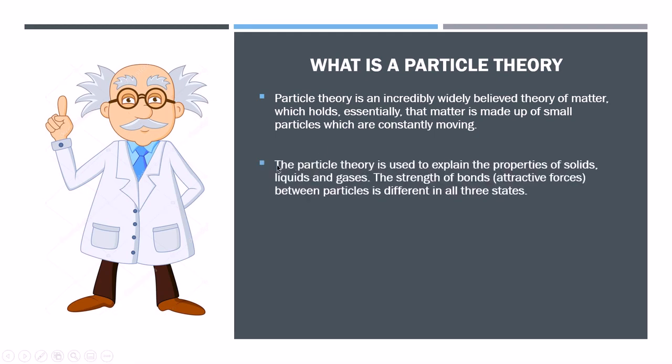Now let's learn about the next one. Next point, the particle theory is used to explain the properties of solid, liquid, and gas. The strength of bonds is also known as attractive forces. So we can also take it as the attractive forces between particles are different in all 3 states. So the forces between solid, liquid, and gas are different. How are they different? Why are they different? These questions might pop up in your head, so I'll be explaining them later.